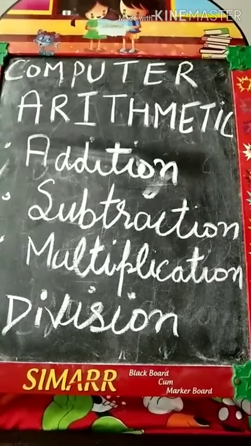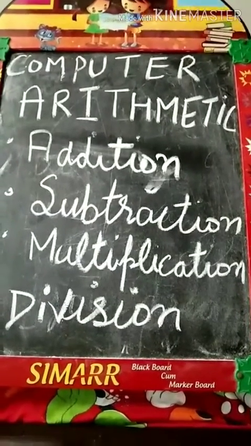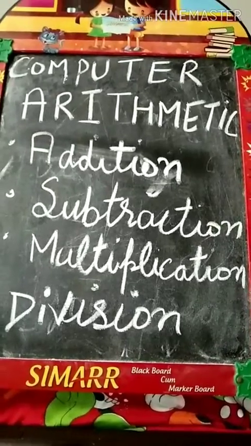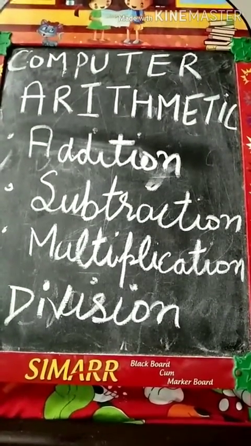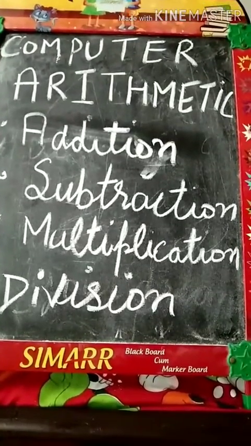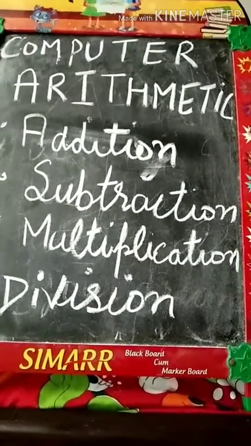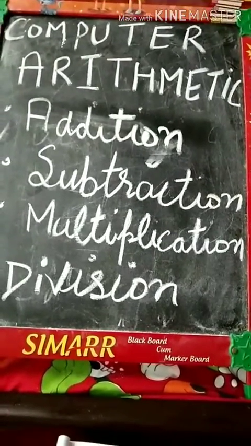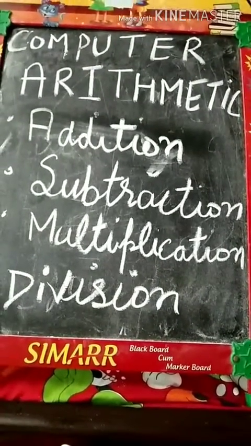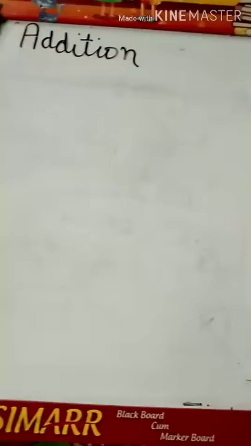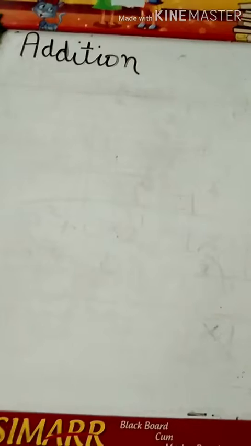Here I use the word arithmetic. Basically, arithmetic is related to mathematical calculations. So today we are going to start our topic, computer arithmetic. There are 4 types of computer arithmetic, and today we will discuss all these topics one by one. Let's start with the first computer arithmetic, addition. So first is binary addition.